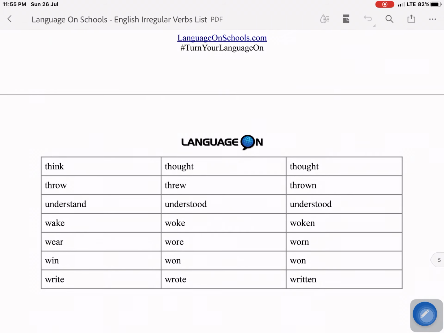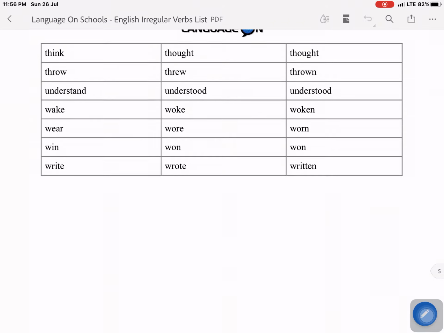Tell, told, telling. Think, thought, thinking. Throw, threw, thrown, throwing. Understand, understood, understanding. Walk, walking. Wear, wore, worn, wearing. Win, won, winning. Write, wrote, written, writing.